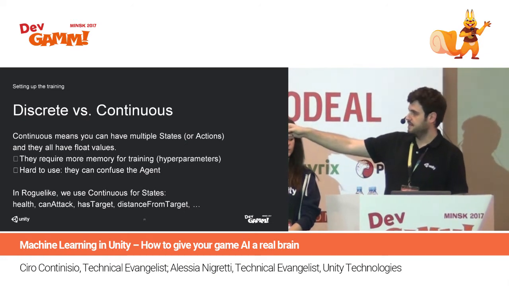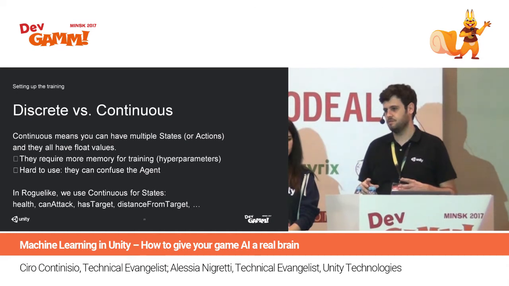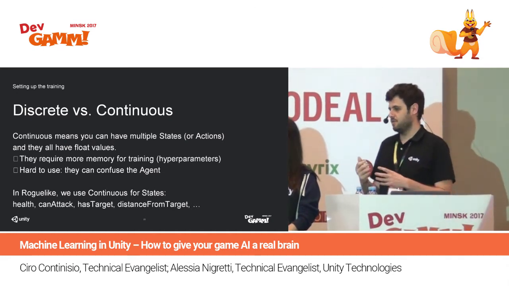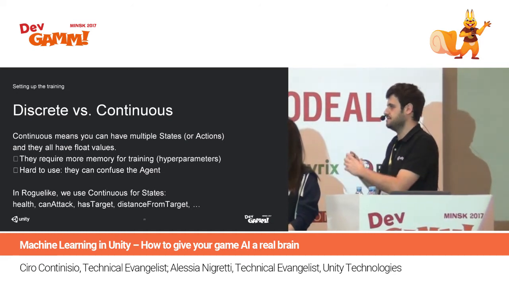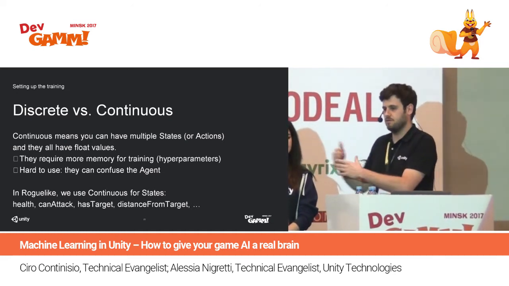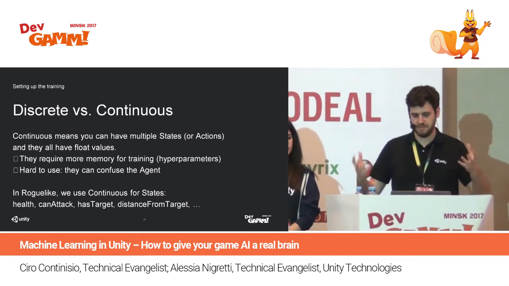So the last line, we pass a lot of states, because we wanted to keep an eye on many, many things at once. We couldn't use just one number. So we had to pass health, if he can attack or not, if he has a target, the distance from the target, and these are all numbers. We can't just pass one integer, right? So we use the mix of both.